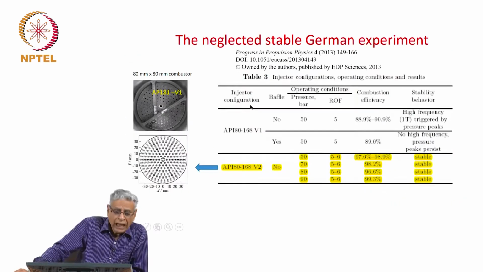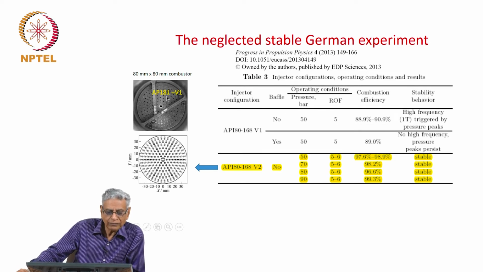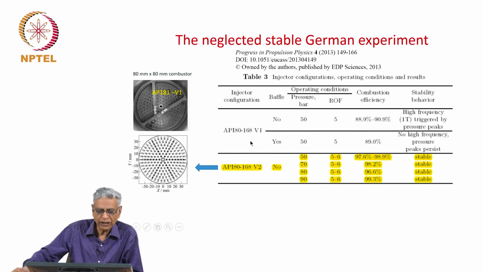called the Raptor engine. There is a very interesting, what I consider a neglected, stable German experiment. You'll see the reference here. What they did is they had two combustors, you can see, a small combustor, 80 mm by 80 mm. One of them had baffles, one of them did not have baffles. And you see the details. In one case, no, and in one case, yes.